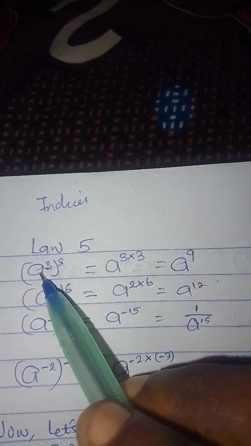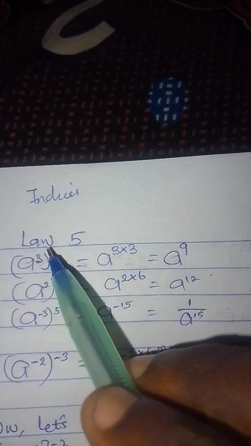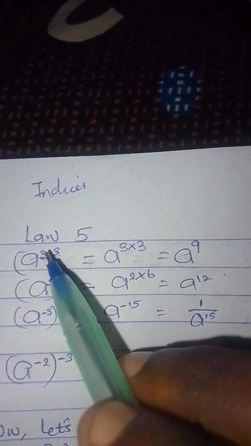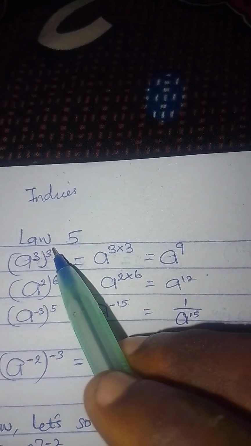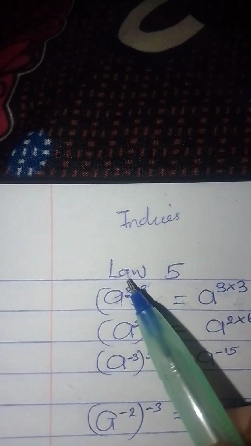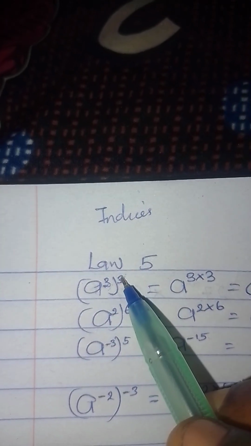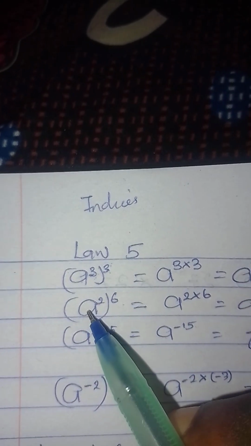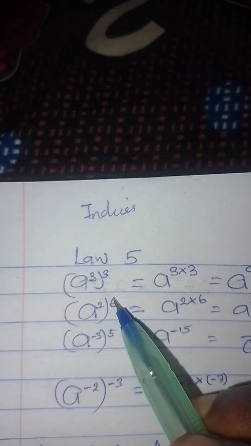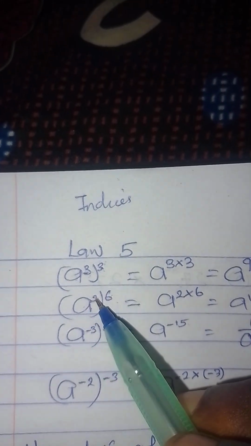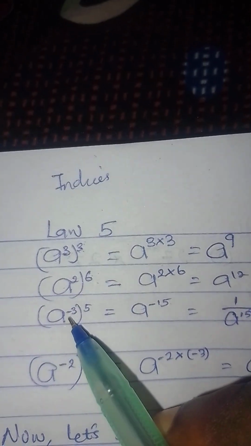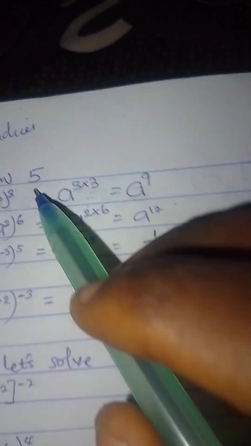When we have a as the base raised to power 3, and then there's an index of 3 outside the bracket, the law says let the power of this base multiply the index outside. So that means 3 will multiply 3. Same thing goes here. a raised to power 2 in bracket, then 6 outside the bracket. So it's going to be a raised to power 2 times 6. Same thing goes here, minus 3 times 5. So let's work it out.